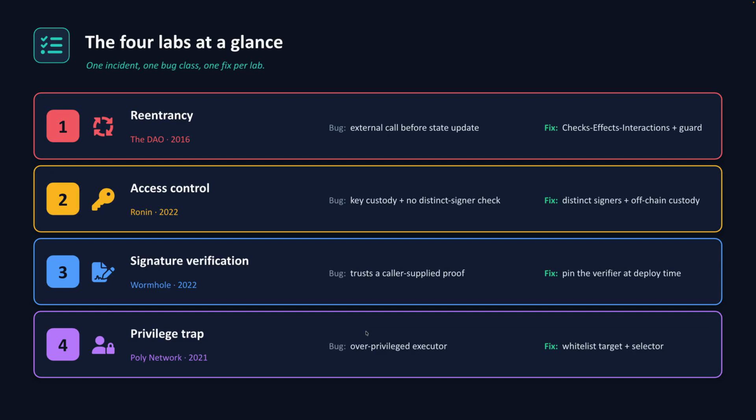In the case of the Wormhole hack, it was signature verification. The bug was that it trusts a caller-supplied proof. Fix: pin the verifier at deploy time. And at last, the Poly Network hack, the privilege trap. The bug was an over-privileged executor. The fix is to use a whitelisted target plus a selector.